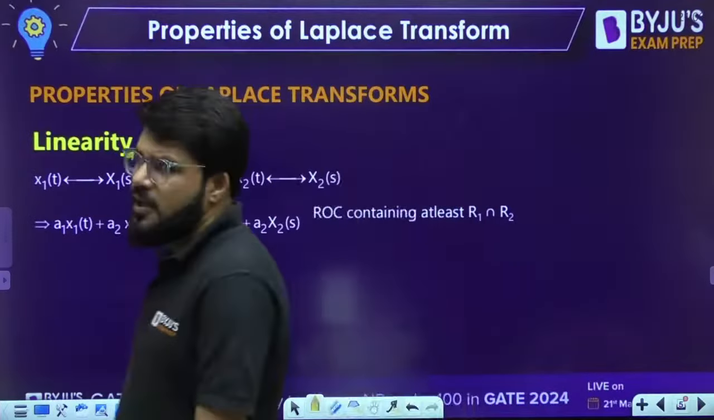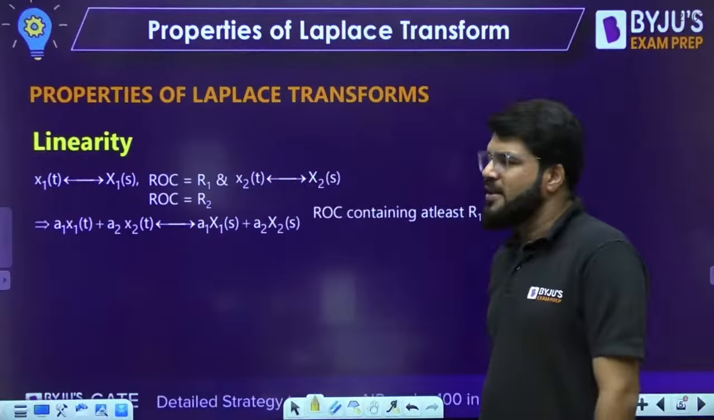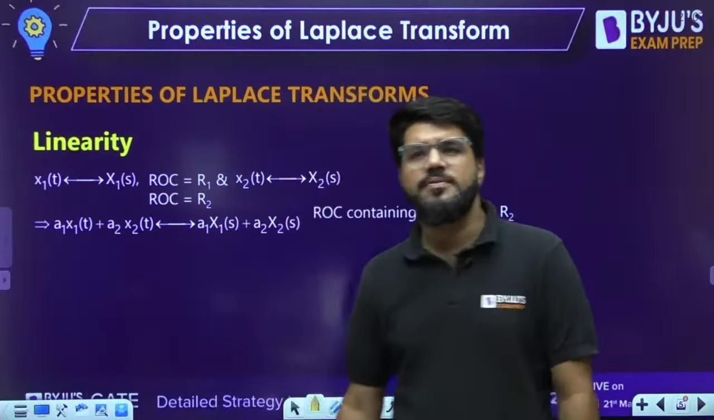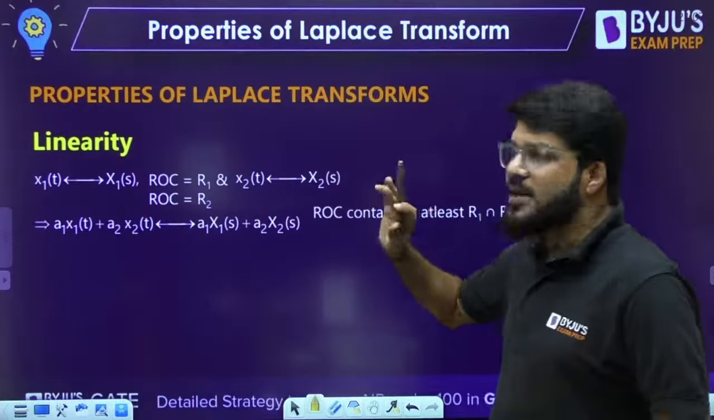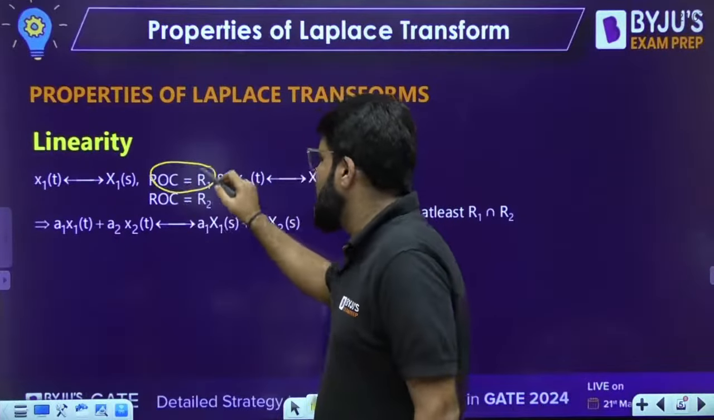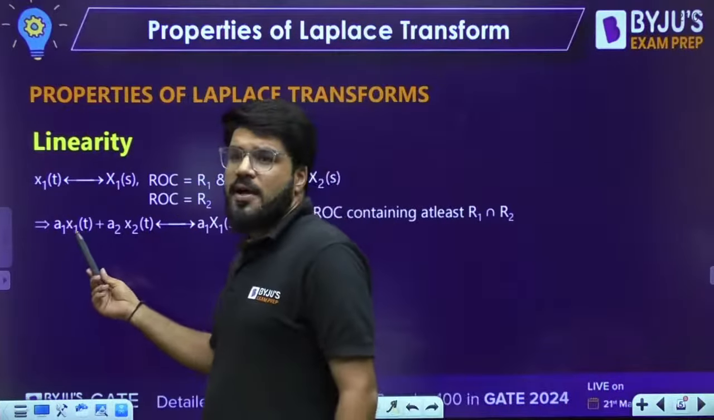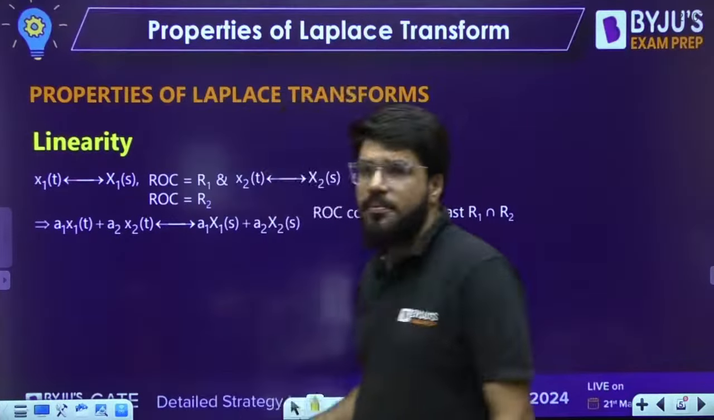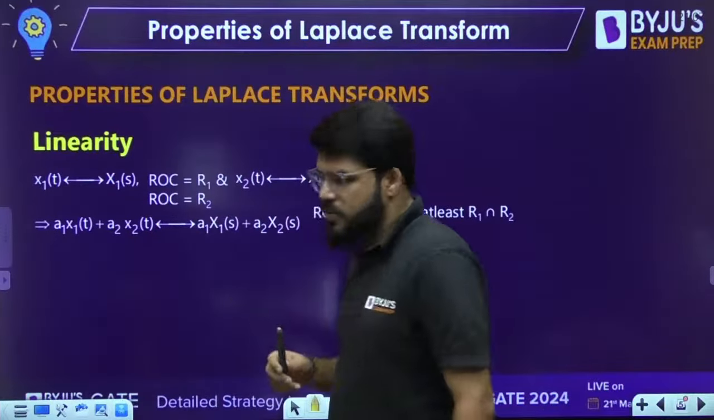The properties of Laplace transform. Number one is linearity, which is there for most of the transforms: when two signals are added, the Laplace transforms are also added. If x1(t) has the Laplace transform X1(s), and x2(t) has the Laplace transform X2(s), and every Laplace transform will have some ROC, suppose the first signal has ROC R1 and the second has ROC R2. Now what about the Laplace transform of a1 x1(t) plus a2 x2(t)? It could be minus as well. For any linear combination, the Laplace transform as per the linearity property is a1 X1(s) plus a2 X2(s).